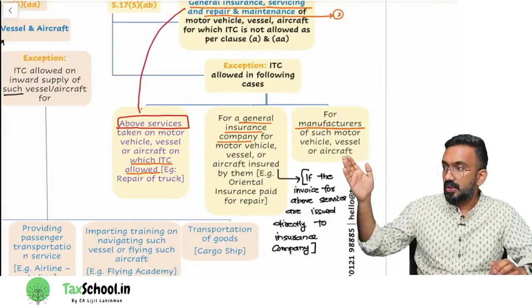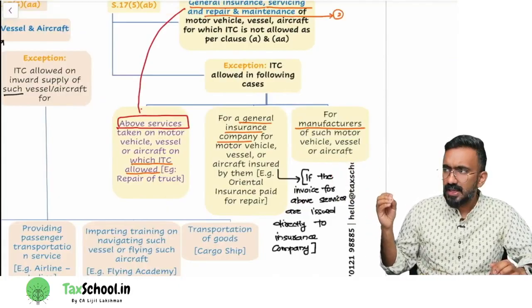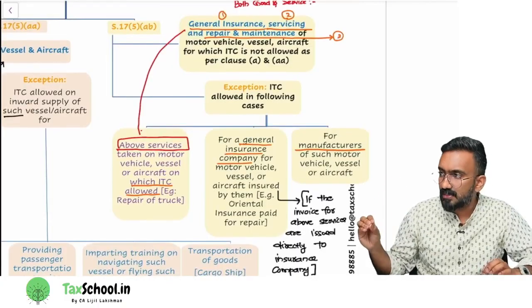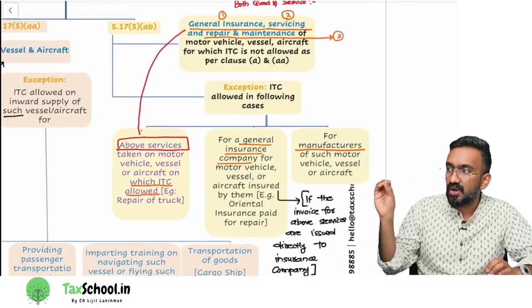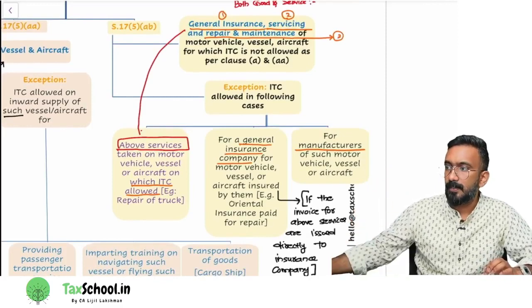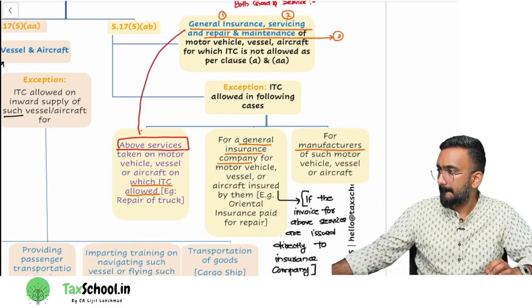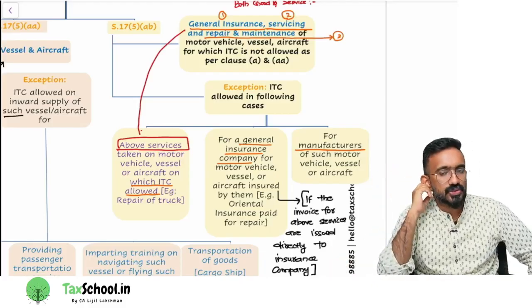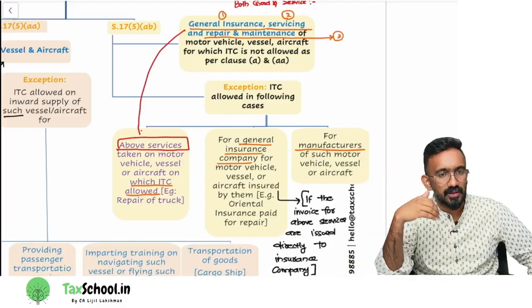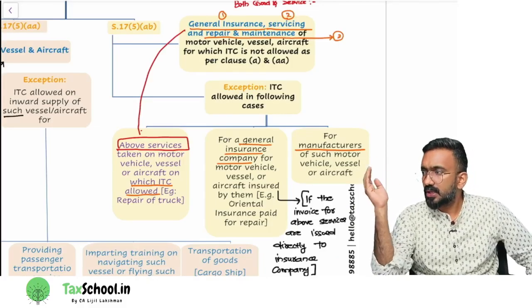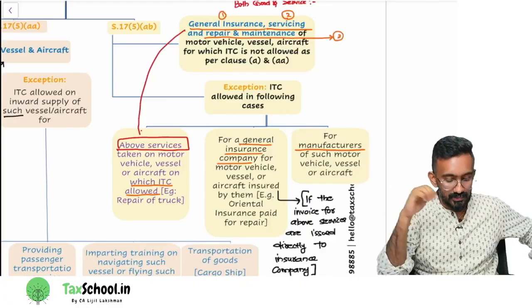So look at the second exception. These three services are allowed as credit for a general insurance company for a motor vehicle, vessel or aircraft insured by them. All right. So a general insurance company can take ITC on the repair and maintenance expenses, is what you should remember. All the three.